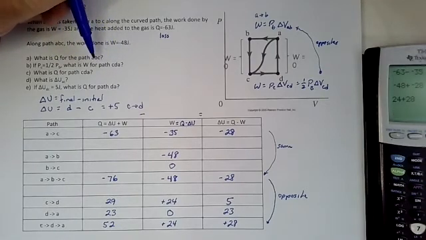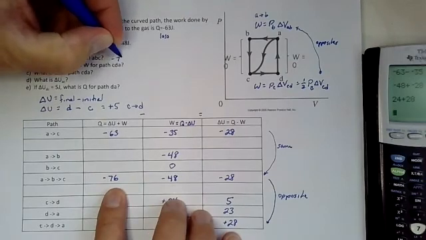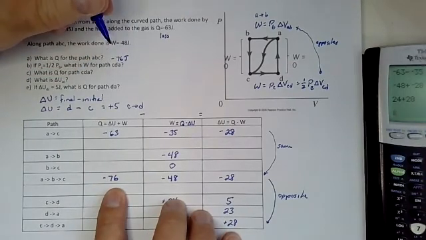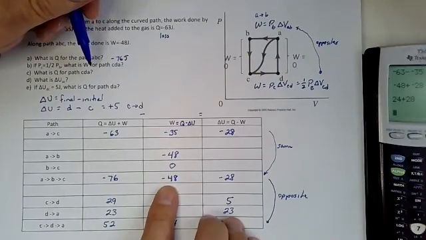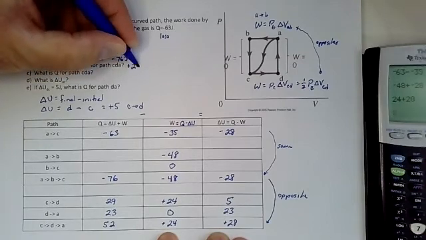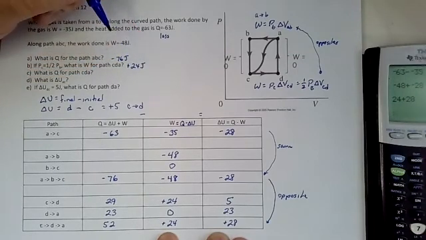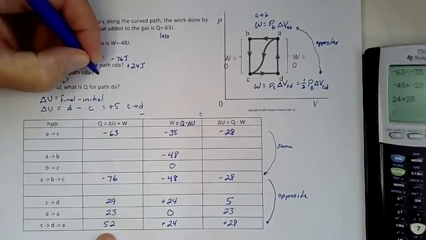What is Q for the path ABC? Well, that's right here. So that's negative 76 joules. What's work for the path C to D to A? Oh, I know that. That's plus 24. What's Q for the path C to D to A? Well, I've got that too. So that's plus 52 joules.